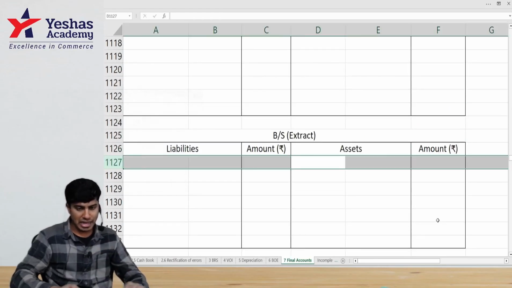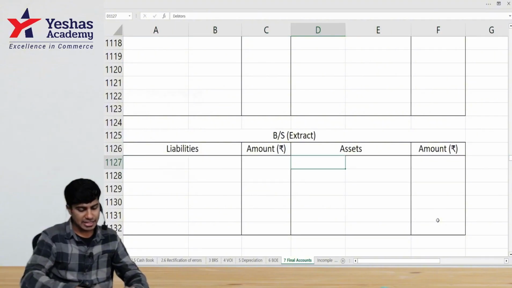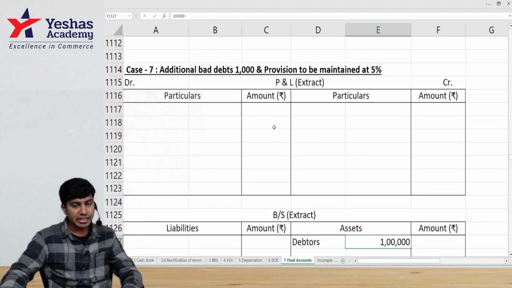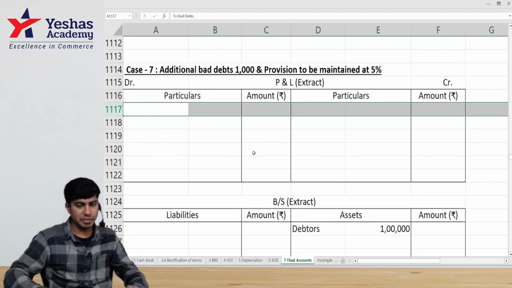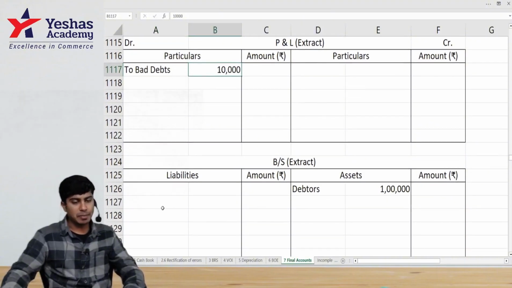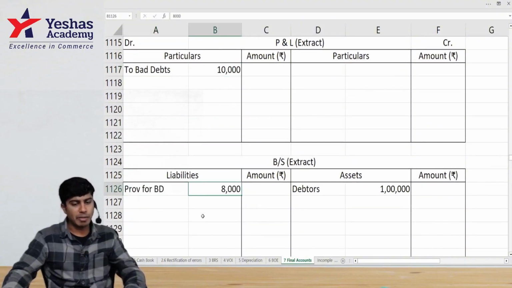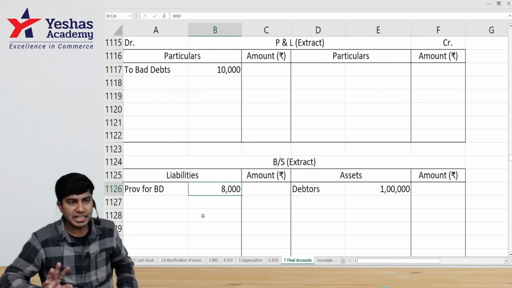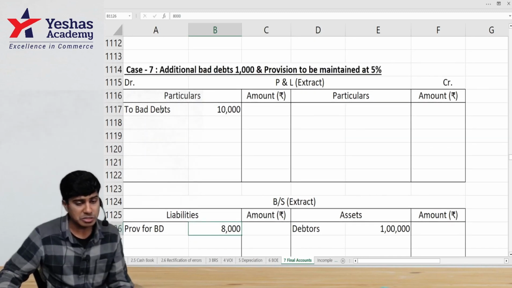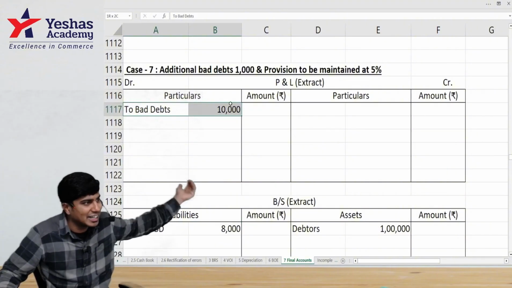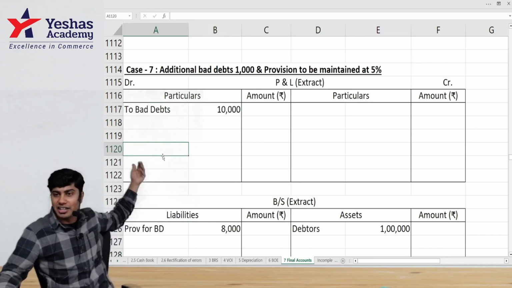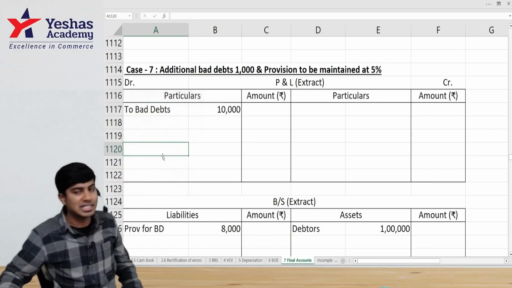I would write in my balance sheet on the asset side debtors of 1 lakh. And in our P&L account on the debit side, I would write bad debts 10,000. And on the liability side, I will write provision for bad debts 8,000. This is the data from the trial balance I posted as it is. Now, I don't have to deduct this bad debt from my debtors because it's already deducted. I don't have to write this provision in my P&L because it was previously created and debited as an expense. Now it is recorded only as a liability.